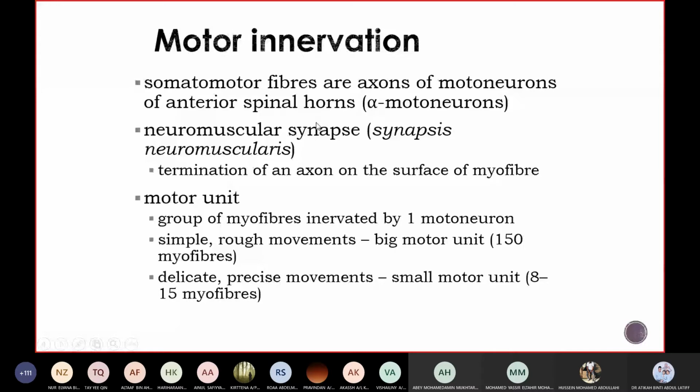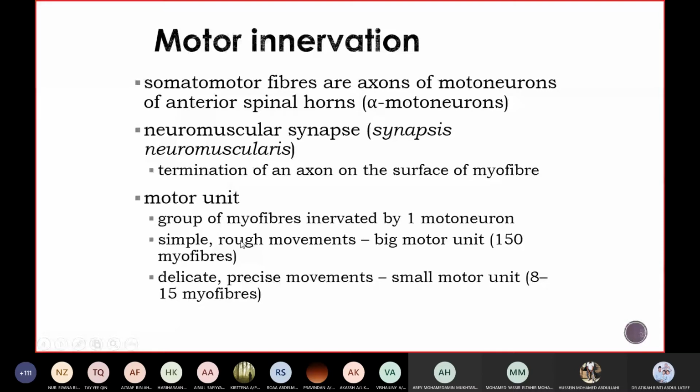We also have the neuromuscular synapse near the motor neuron. Neuro means nervous system or nerves, muscular means muscle. So the synapse is the junction where the nerve meets the muscle, and that's called the neuromuscular synapse. It's a termination of the axon at the surface of the myofiber, or the muscle.